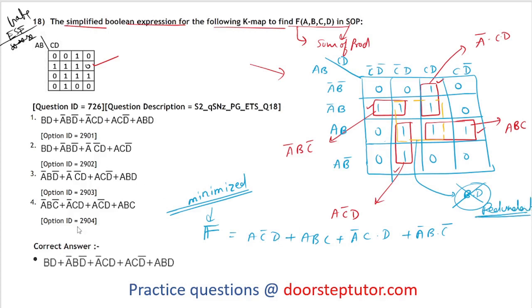So from the given options, if I check, the fourth option is matching with this. But if you look at the answer key, they have mentioned this BD term also, which is a redundant term and that must be eliminated while writing the expression of f. So this is an incorrect answer given by the answer key. So the correct answer will be option number 4.